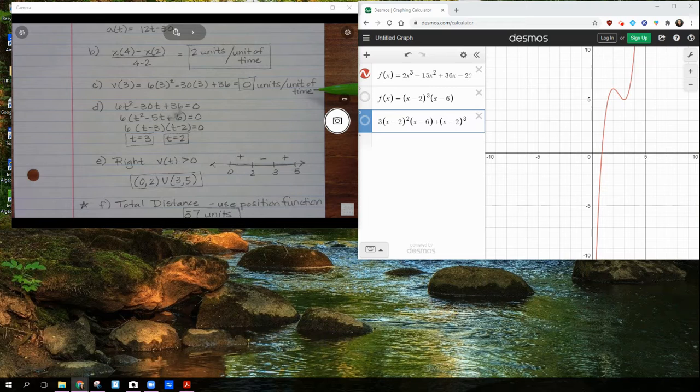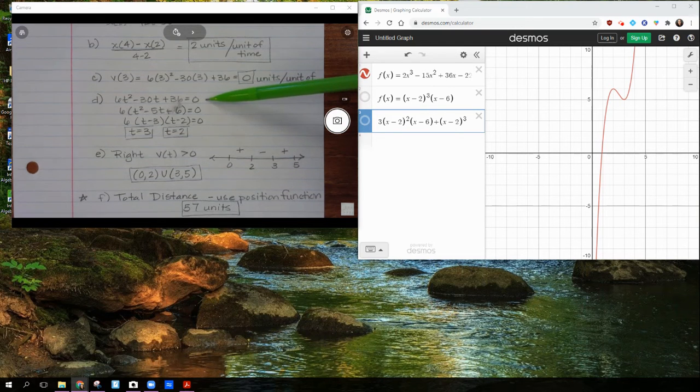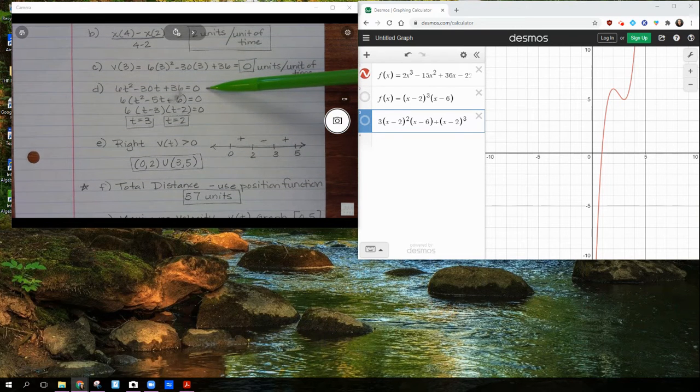When is the particle at rest? Well, the particle is at rest when the velocity equals 0. So you set your velocity function equal to 0. It's a quadratic, so you can just factor it. We get 2 times, at t equals 3 and at t equals 2.